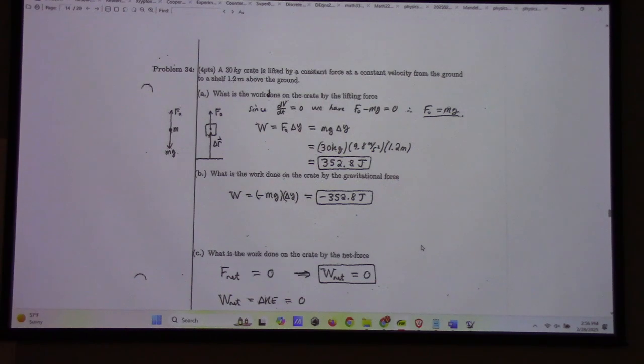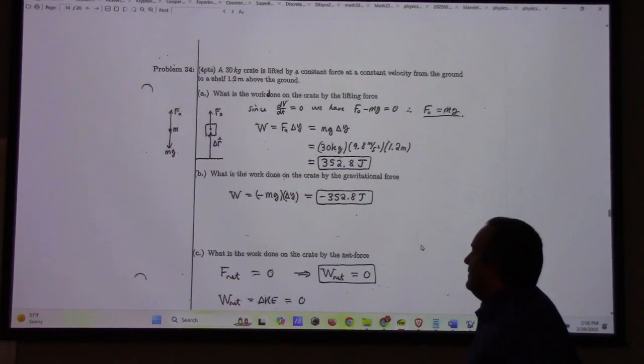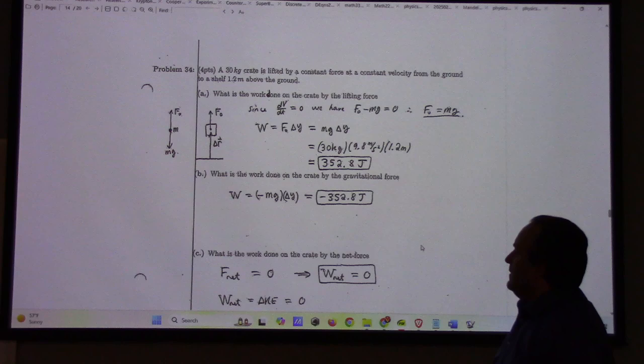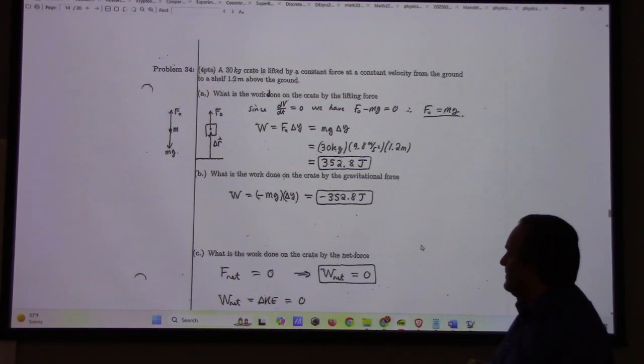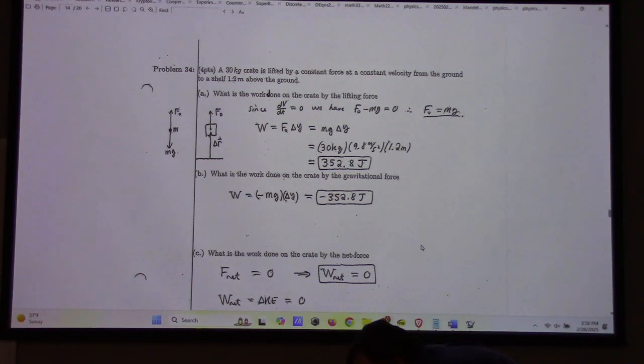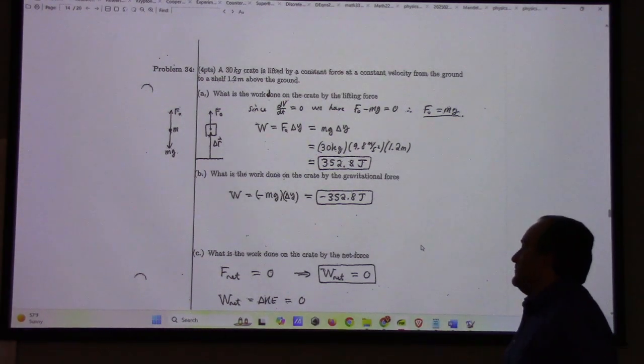A 30 kilogram crate is lifted by a constant force at a constant velocity from the ground to a shelf 1.2 meters above the ground. So the work is F naught times delta y. They're both in the same direction, so it's a positive work, right? In contrast, the work done by gravity is negative because gravity is opposite the direction of motion, right? If I go up, then gravity's down, but my motion's up, so gravity's doing negative work.